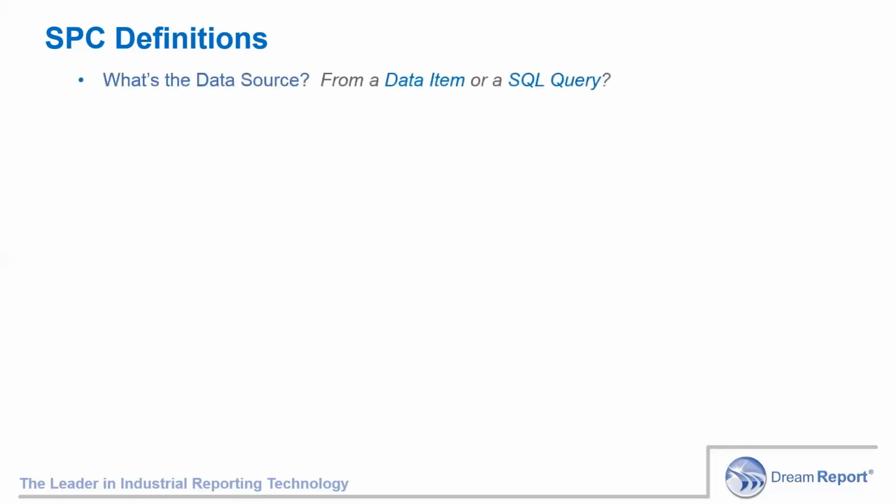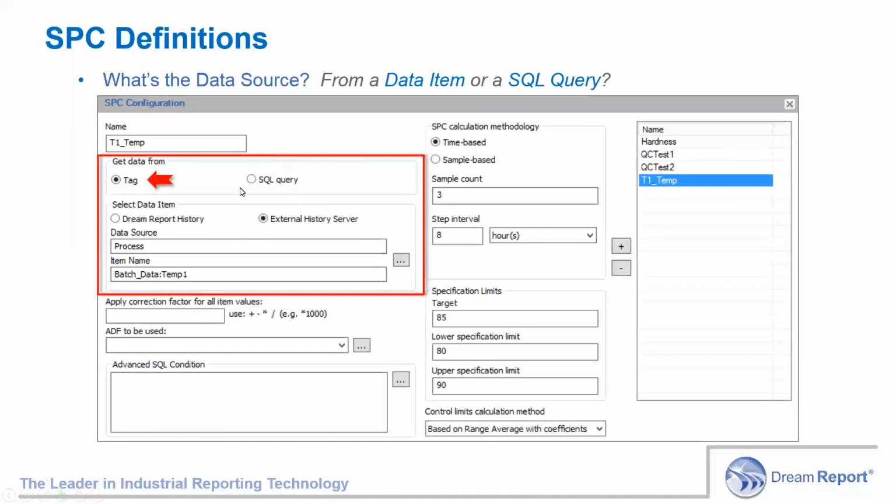So first of all, like anything in Dream Report, you need to have a data source to feed your reports. In Dream Report, we have two ways to get data into an SPC calculation or a chart. Either the traditional way of getting data from a tag-based data source. So it might be a process historian, an external historian. It might be directly from the PLC and Dream Report is logging the data for you. But again, we're looking directly at data points or data items or tags coming out from a traditional data source.